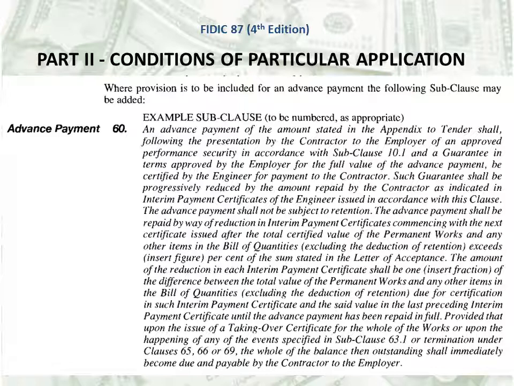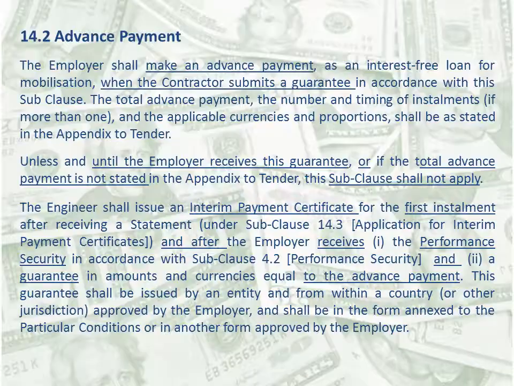So, this is in the conditions of particular applications as a suggested clause, and by reading it, you can understand what it says. However, in FIDIC 99 edition, this is a new provision to the general conditions of contract. Now we will see what subclause 14.2 says.